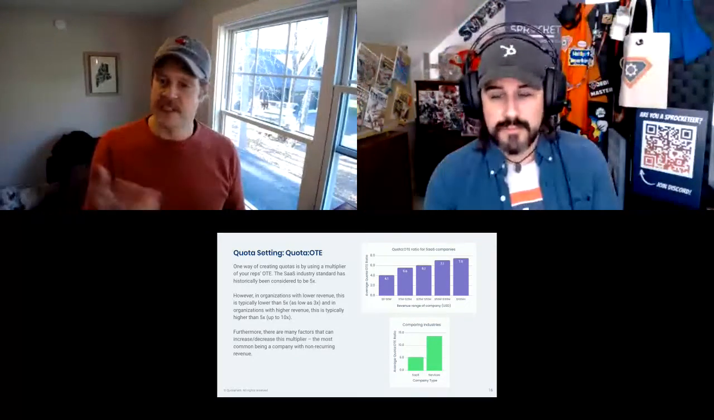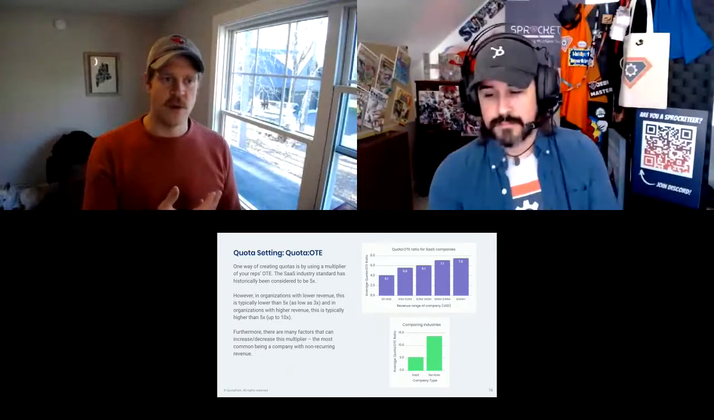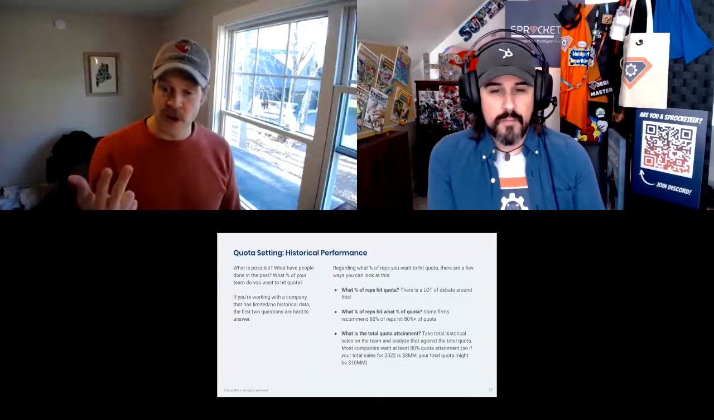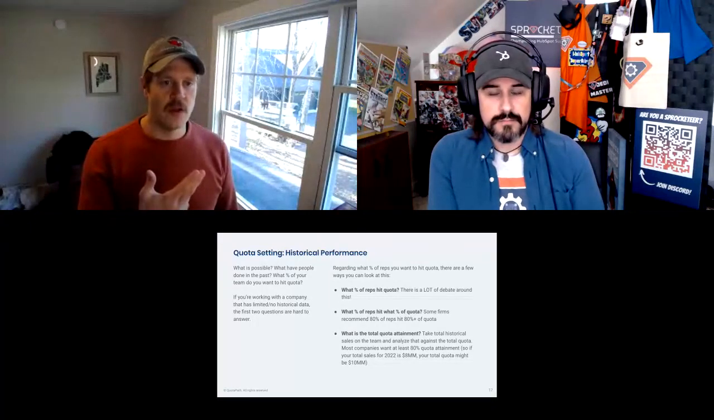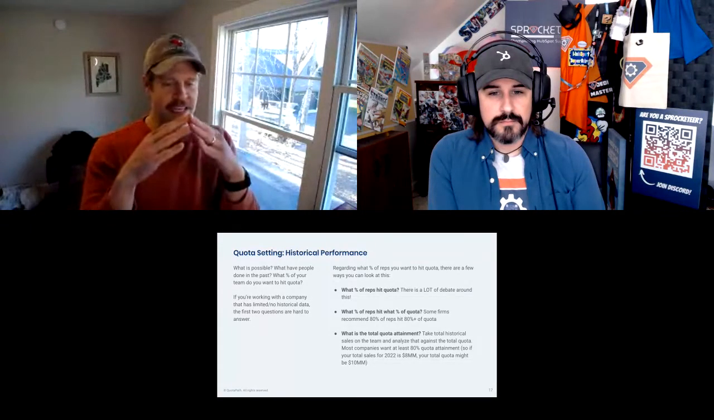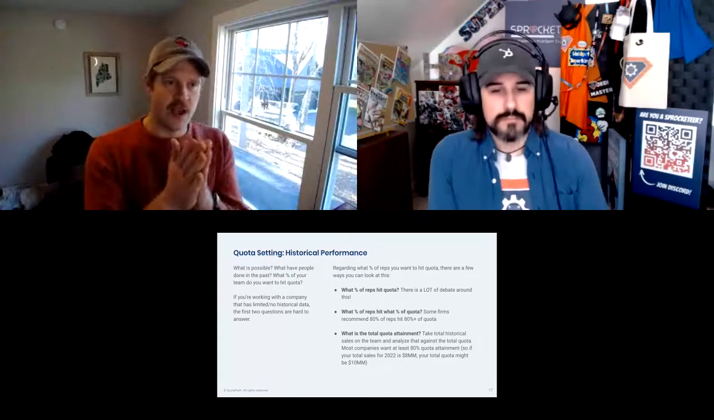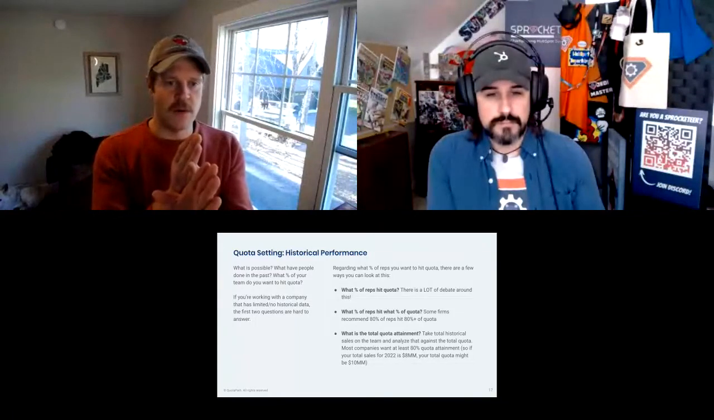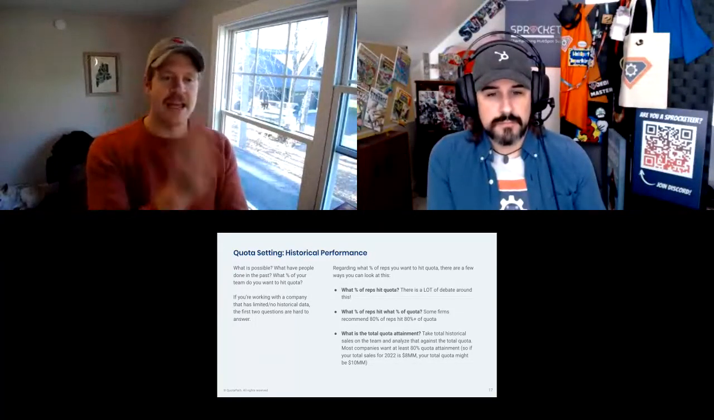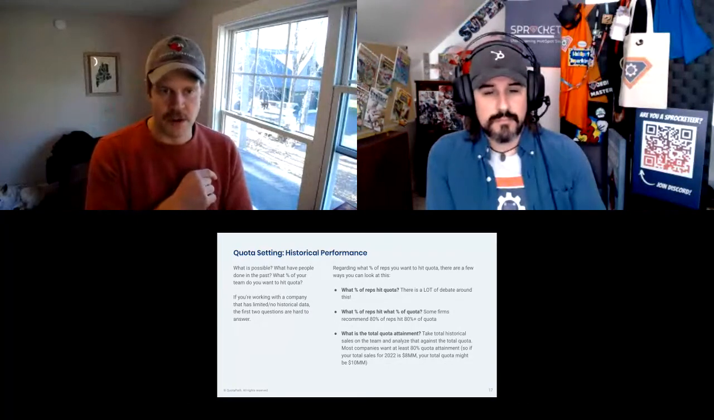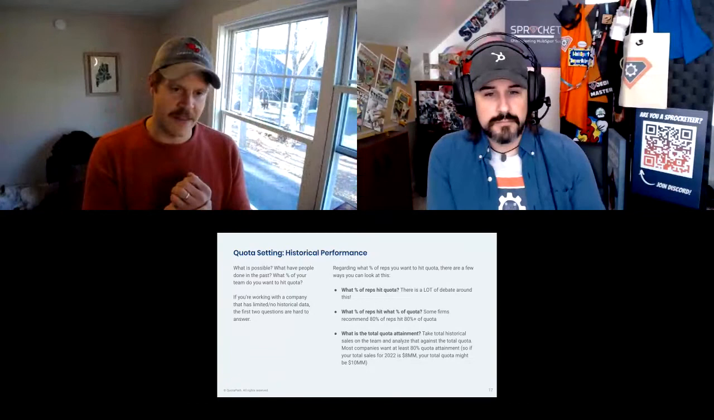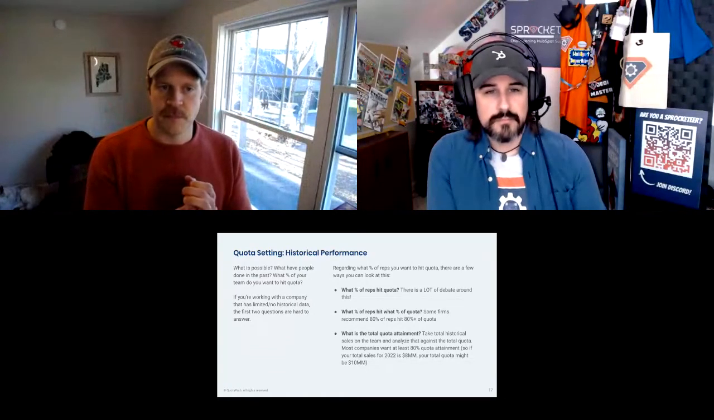Historical performance is another way of looking at setting the quota. So what is possible? What have people done in the past? What percent of your team do you want to hit quota? Looking at the normal curve of attainment of each of your reps and saying, okay, quota is going to be set right here so that 50% of my reps hit quota, or it's going to be set here so that 80% of my reps hit 80% of quota. That's a metric that gets thrown around a lot, the 80% hitting 80%. So that's one way to do it.